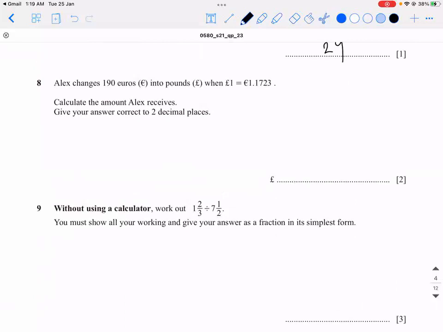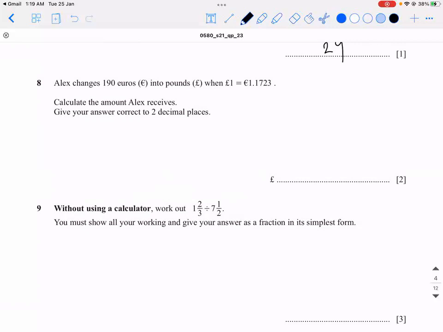Alex changes 190 euros into pounds. What is the conversion formula here? The exchange rate. What is our exchange rate? £1 is exactly equal to 1.1723 euros. So calculate the amount Alex receives. Give your answer to two decimal places.